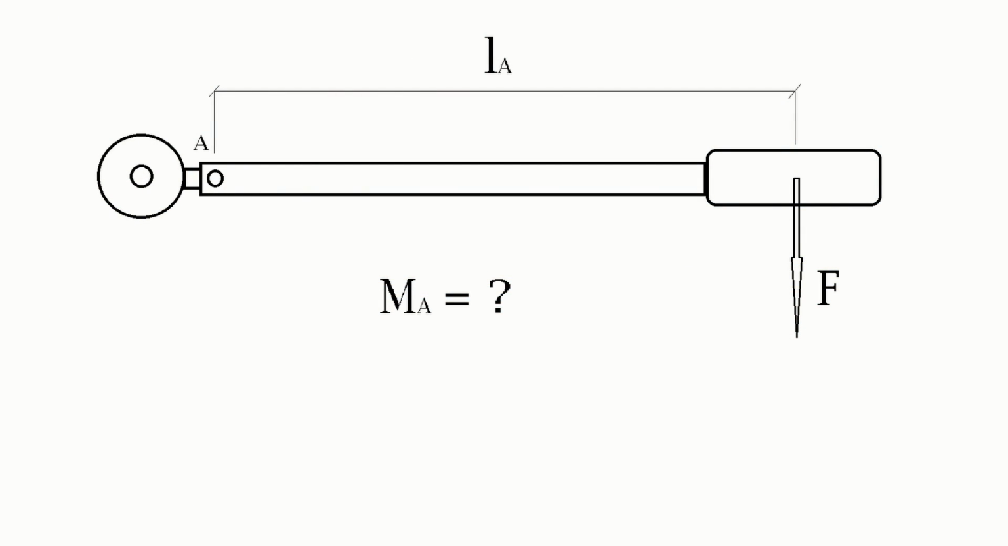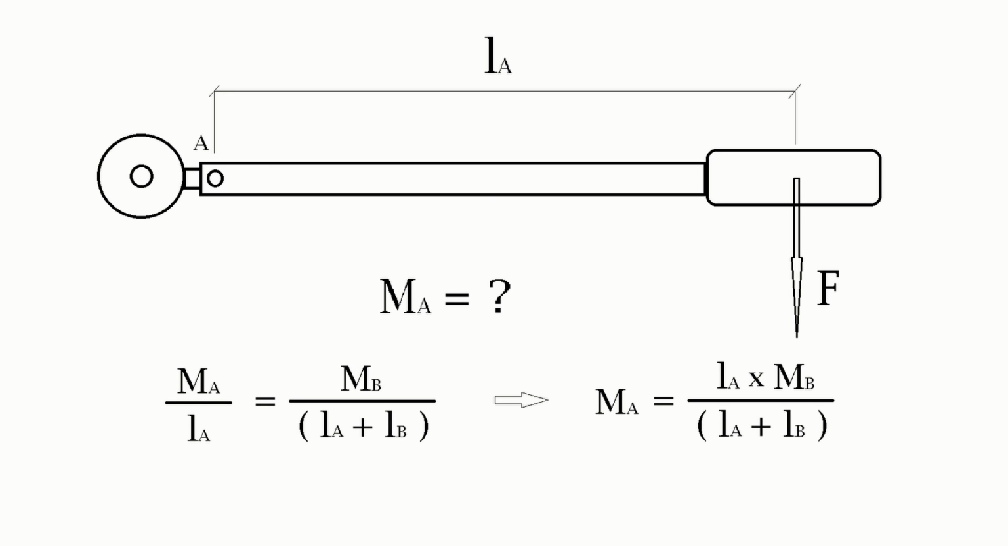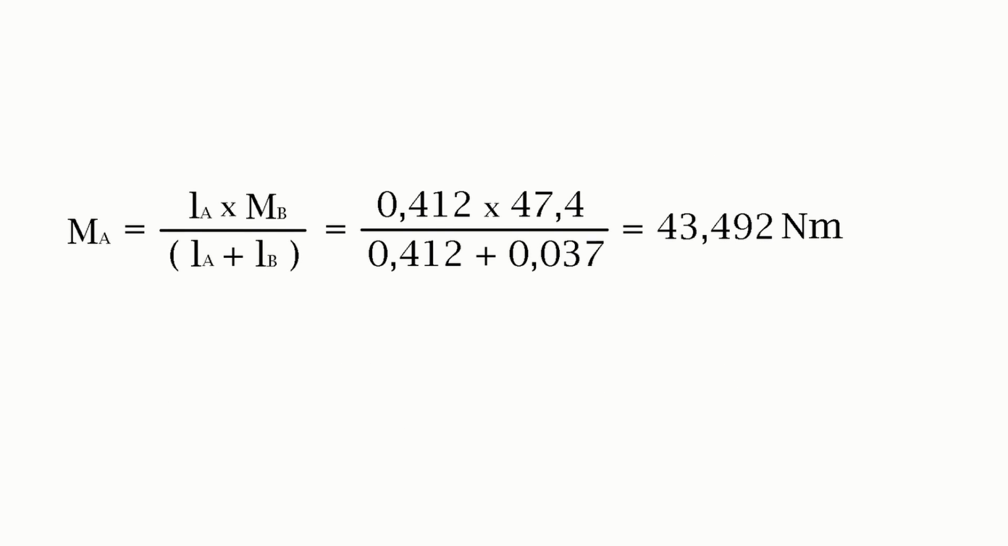Question. What is the torque that will overcome the spring pressure inside the wrench at this setting? We can calculate it from our equation. Torque delivered at point A is equal to LA times MB divided by combined distance LA plus LB. When we plug in actual numbers, the specific torque wrench set at 47.4 Newton meters on the handle will overcome the internal spring tension at 43.492 Newton meters.